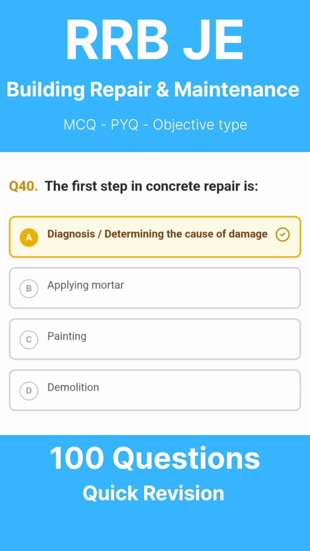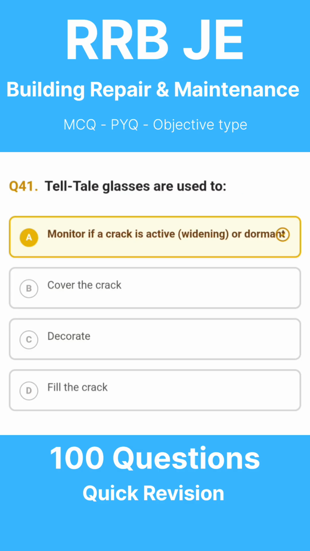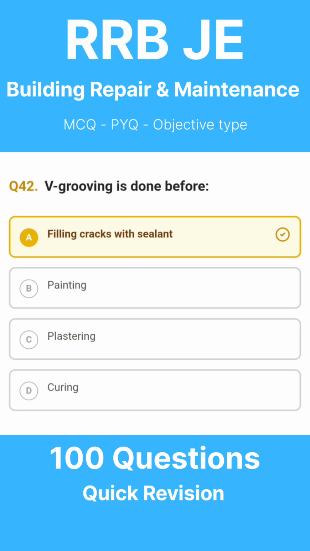Question 40. The first step in concrete repair is. The correct answer is diagnosis or determining the cause of damage. Question 41. Telltale glasses are used to. The correct answer is monitor if a crack is active, widening, or dormant. Question 42. V-grooving is done before. The correct answer is filling cracks with sealant.